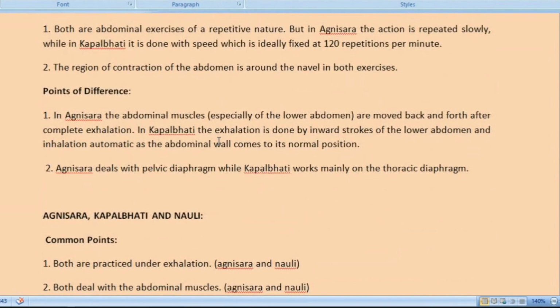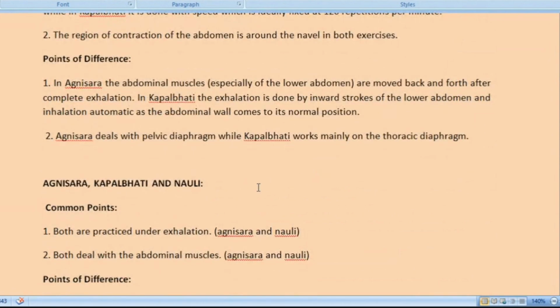Now focus on the points of difference. In Agnisar, the abdominal muscles are moved back and forth after complete exhalation. But in Kapalbhati, exhalation is done by inward stroke of the lower abdomen and inhalation is automatic as the abdominal walls come into their normal position. Second point, Agnisar deals with the pelvic diaphragm while Kapalbhati works mainly on the thoracic diaphragm.